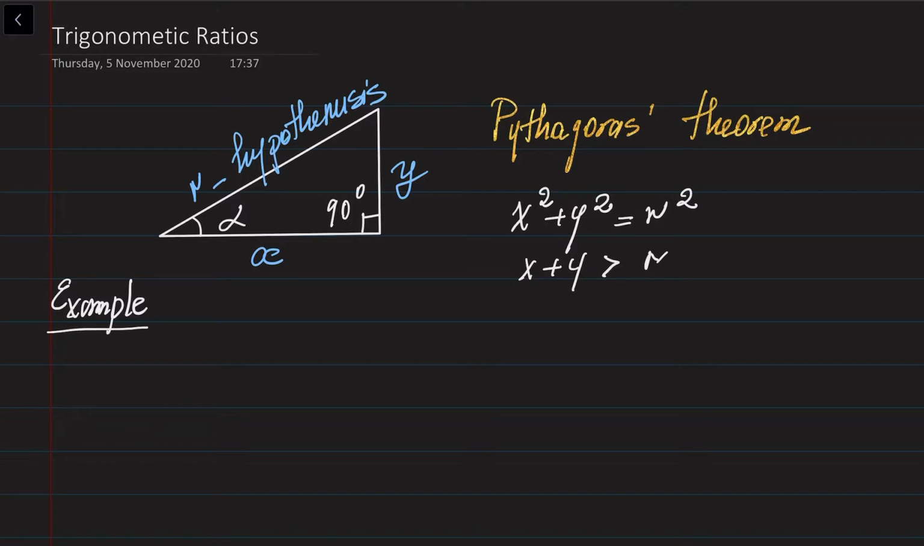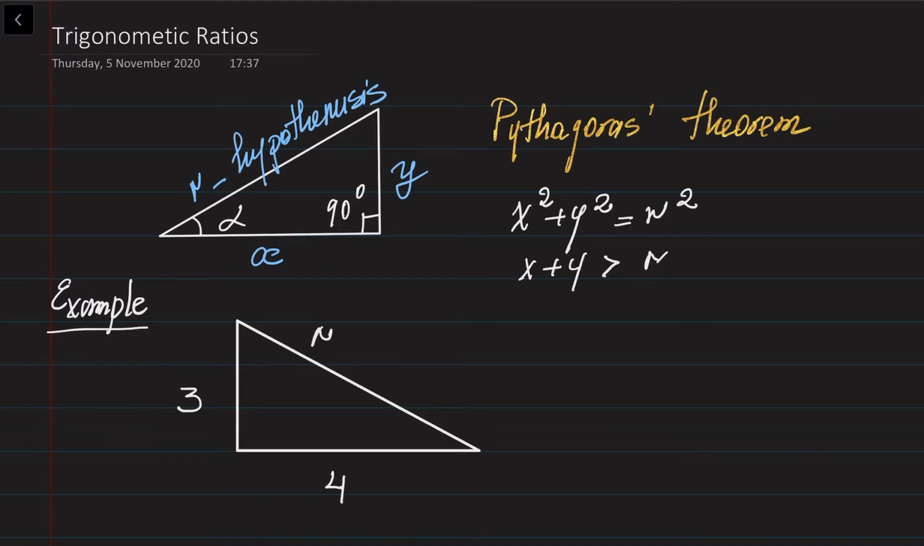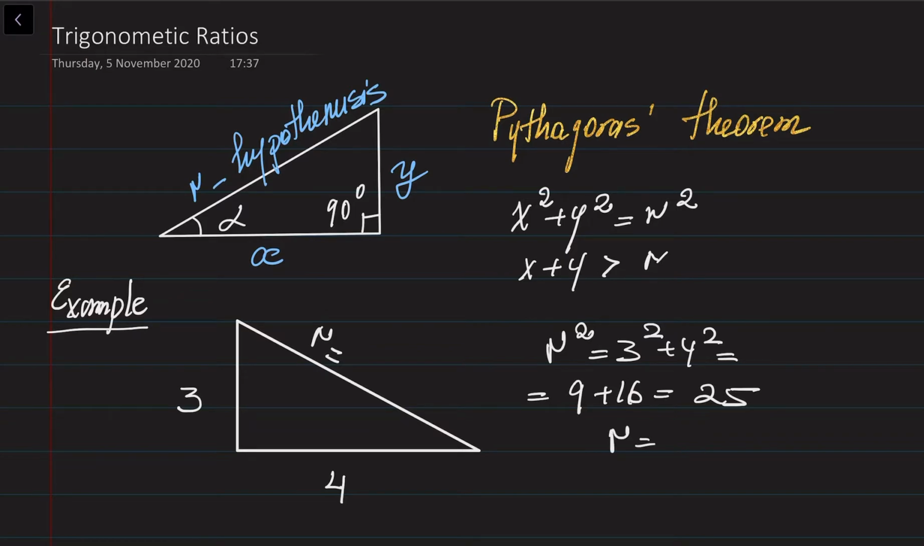It essentially tells you that if you've got a triangle with a right angle, and this side of the triangle is equal to 3 and this side is equal to 4, then the hypotenuse is going to be equal to the square root of the sum of the squares of 3 and 4. So essentially, r squared is going to be equal to 3 squared plus 4 squared, which is 9 plus 16, which is 25. Then you can find r by taking the square root of 25, which is equal to 5. So this is equal to 5.